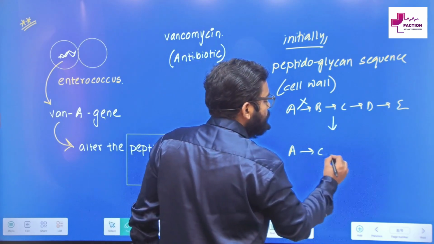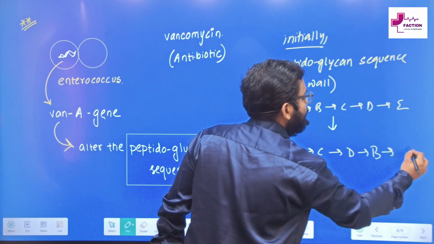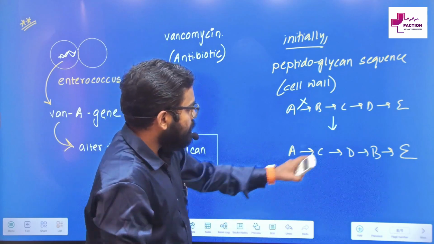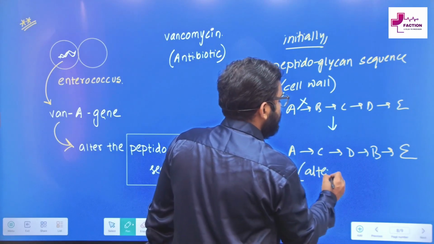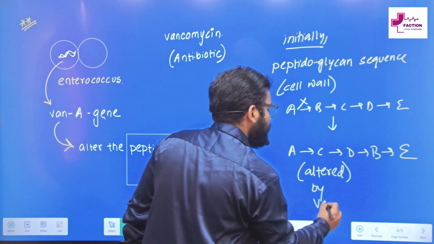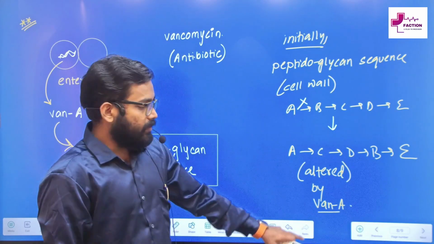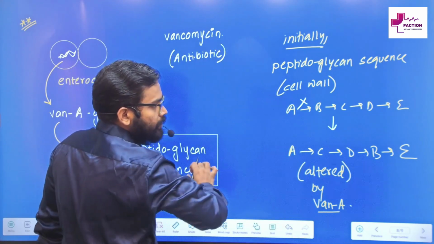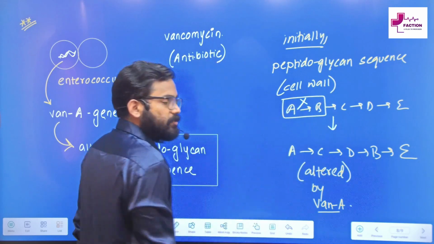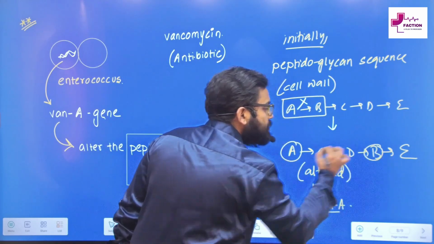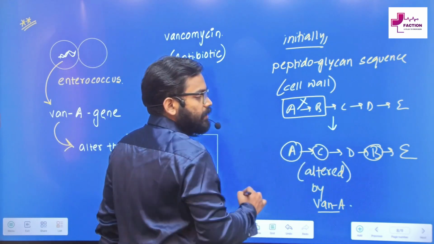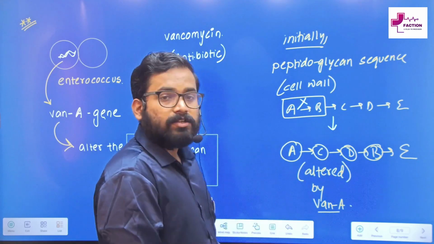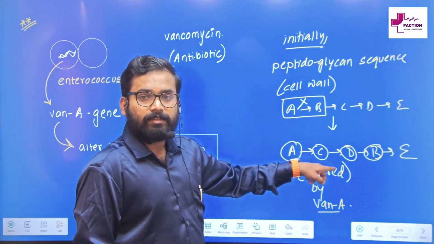Say the sequence is now something like this. Now if vancomycin comes and this sequence is altered by VAN A, then whenever vancomycin comes, it originally attacks the AB sequence, but here there is no AB sequence. After A there is C, before B there is D, so there is no AB sequence here. So vancomycin cannot kill this bacteria.